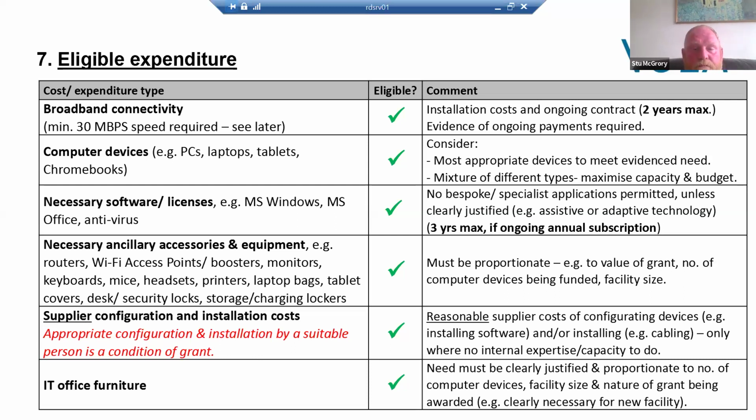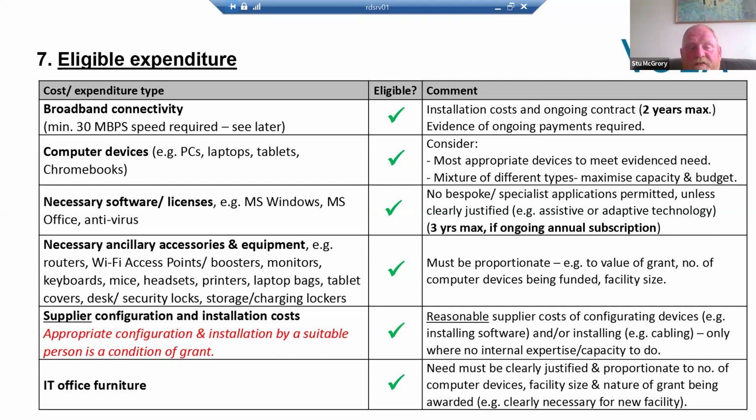Which comes on to the next one: the funding can pay for installation and setup costs by an IT company. And it's a condition of grant that someone who knows what they're doing sets the thing up. If you have an in-house IT person, that's great, but it can't pay for internal staff costs, but it can pay for reasonable costs of an IT support company setting them up. You might need network cabling doing. You could need Wi-Fi sorting out. You need to configure the machines properly, all that kind of stuff.